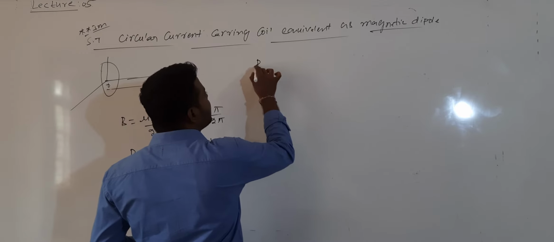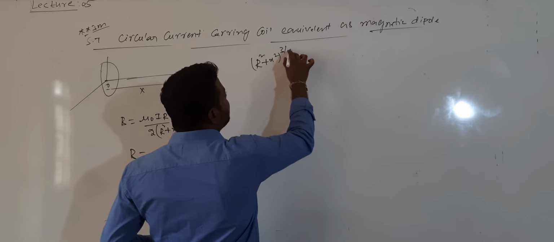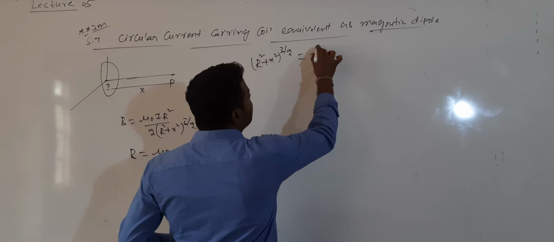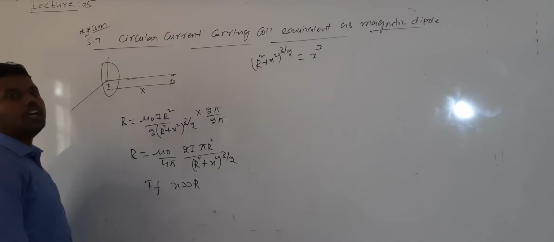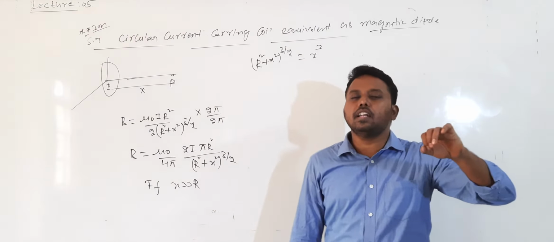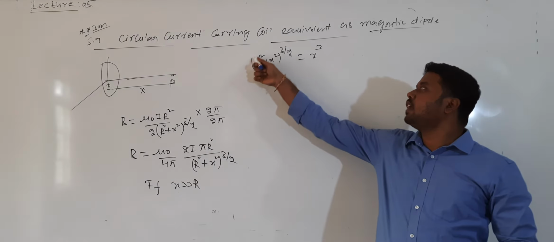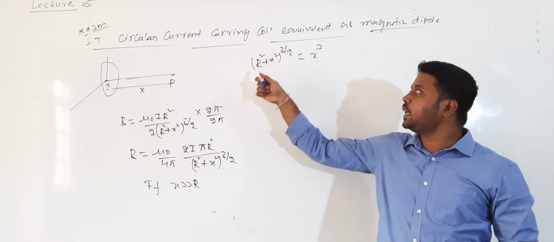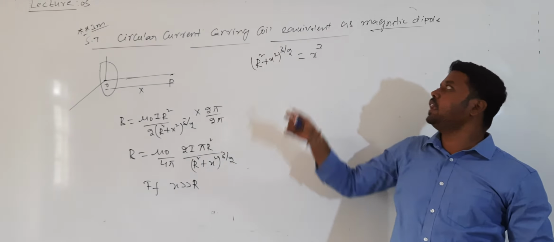So the denominator is there now. (R square plus x square) whole power 3 by 2 will become x cube. Why is it x cube? Which term will be cancelled? The R value is cancelled. By comparing with the value of x, the R value is very small. When R is very small, R square is still smaller. That's why (R square plus x square) whole power 3 by 2 will become x cube.